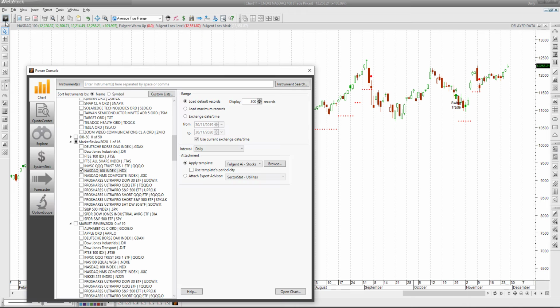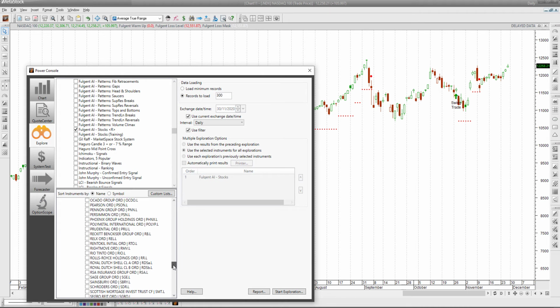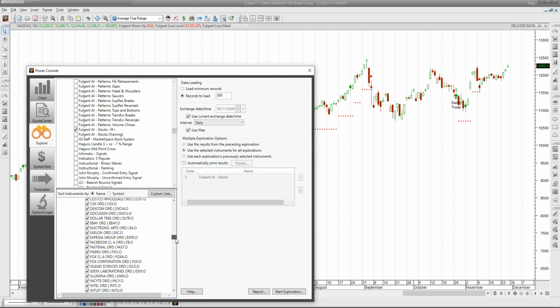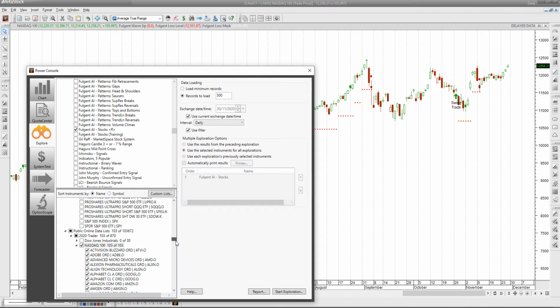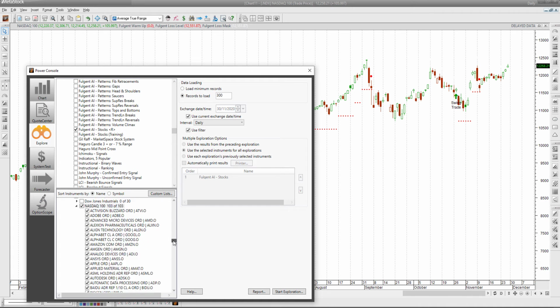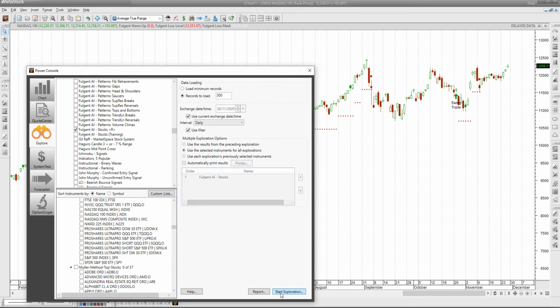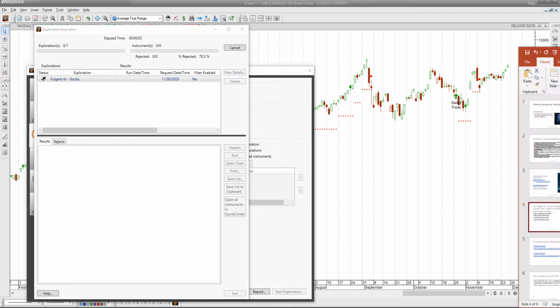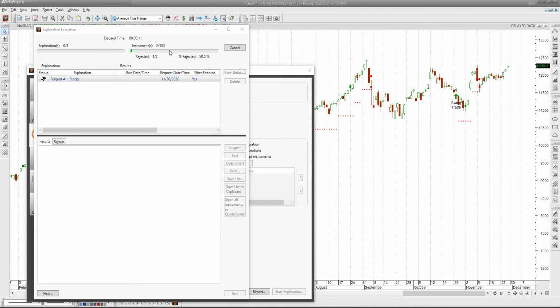But let's go and scan for the NASDAQ constituent stocks. I'm going to load the Explorer, select the Fulgent AI, and select the artificial intelligence engine. I've got that selected, and I'm going to select the NASDAQ 100 stocks constituents. Let me just see, there we go, NASDAQ 100, and I need to make sure I've got nothing else selected. Yeah, there we go. So we're going to start the exploration. It is going to look for those four artificial intelligence trading ideas, these four strategies based on AI, and I'm going to pause it here now until we've got the scan done, and then I'll be back.